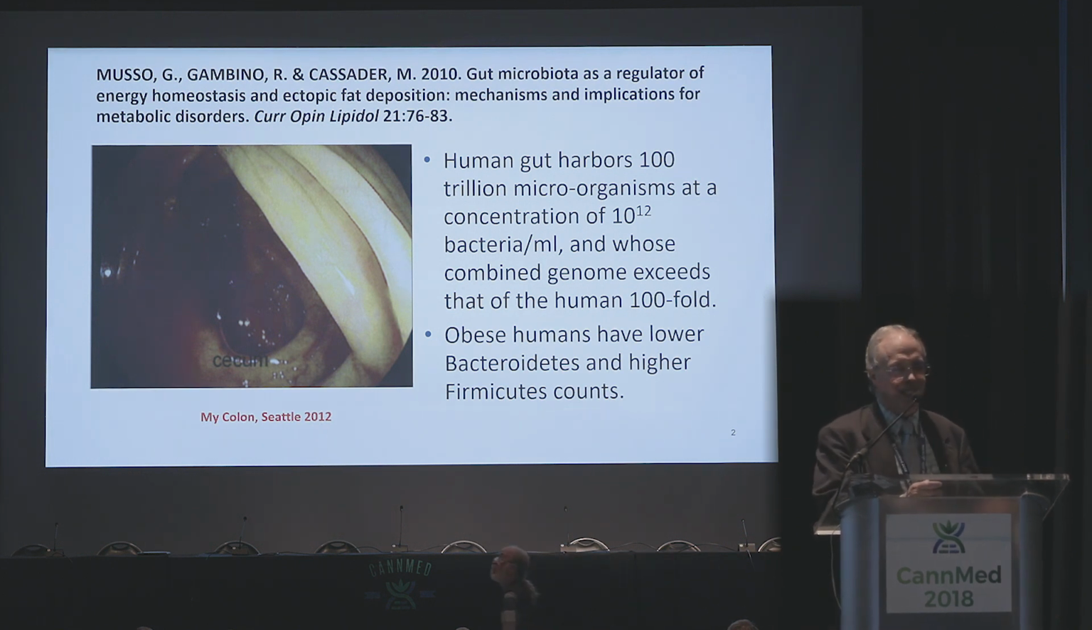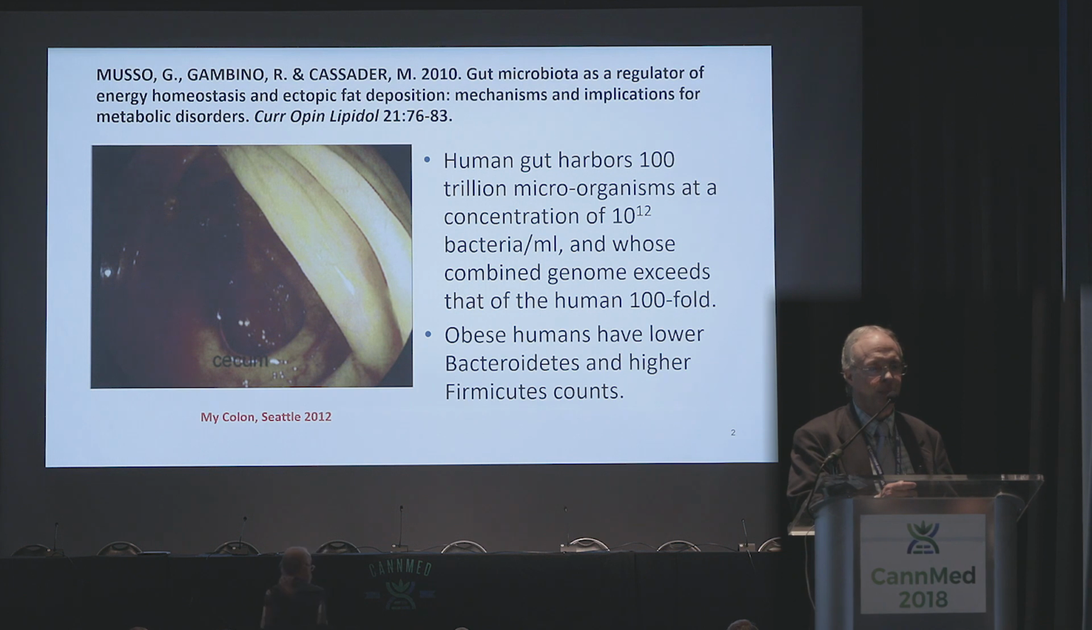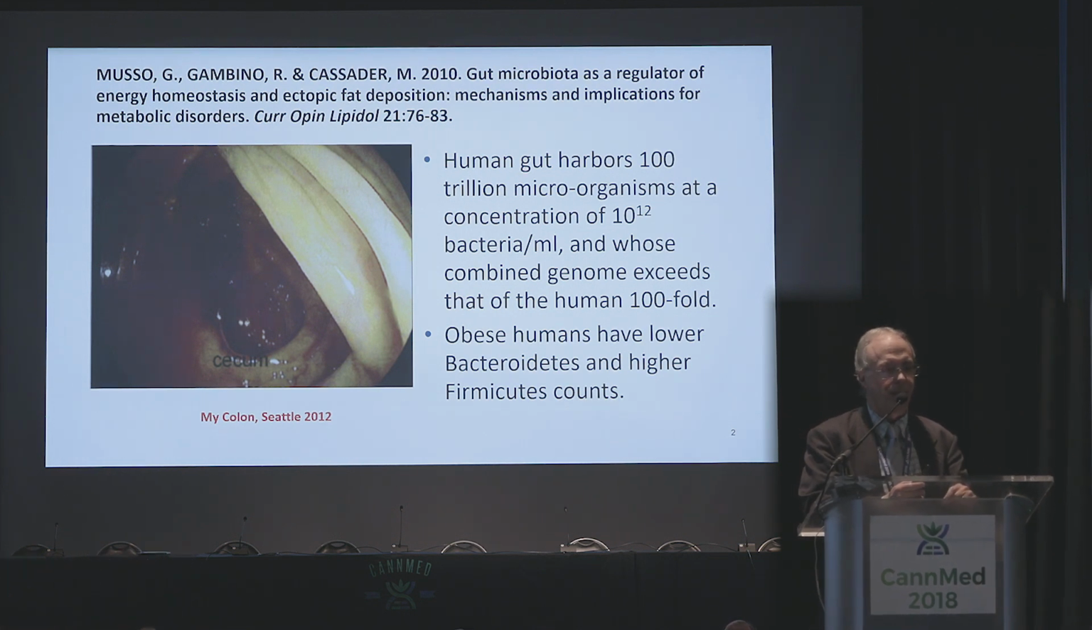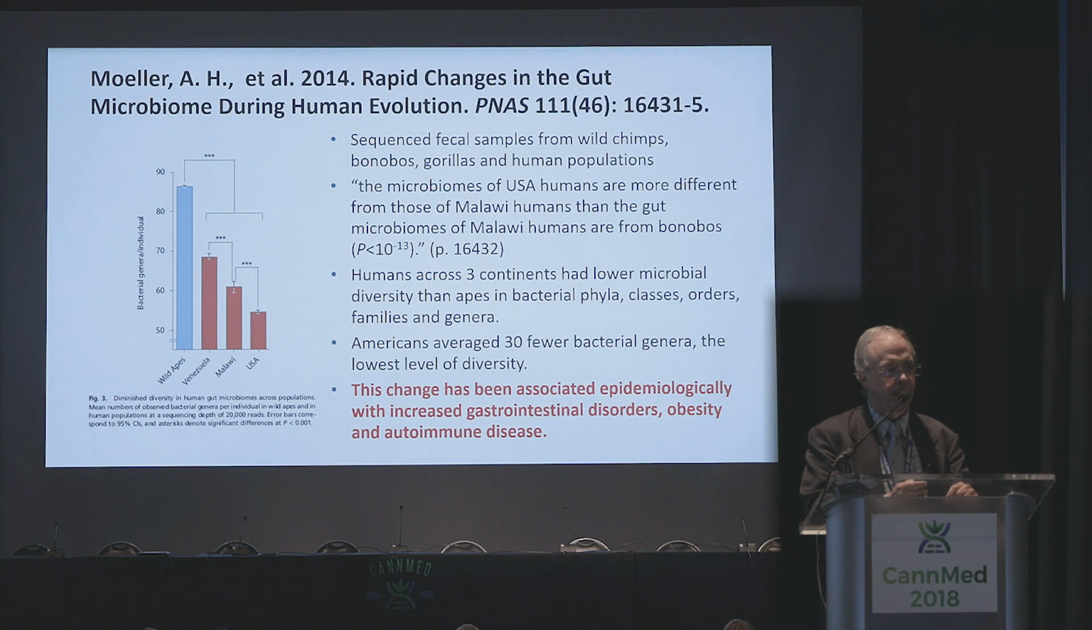The human gut harbors 100 trillion microorganisms, and there are 10 to the 12th per milliliter of these. Their genome exceeds that of the host humans 100-fold. There's a difference in obese humans. They have more of a type of bacteria called Bacteroidetes, lower Bacteroidetes and higher Firmicutes.